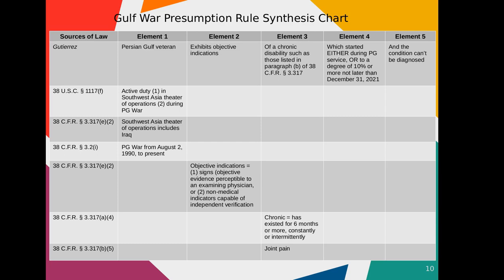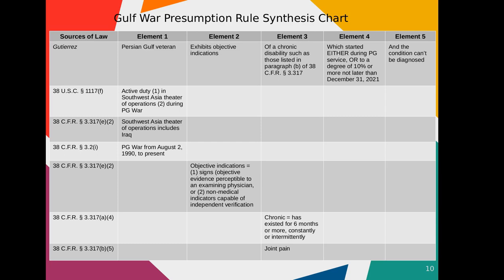So the elements we have here: Persian Gulf veteran, objective indications, chronic disability listed in this paragraph, or such as those listed in this paragraph, started during the service or to a degree of 10% or more later. Obviously that time period has not ended yet. And element 5, can't be diagnosed. So let's see where the various rule elements that we have from the other sources fit under these elements.